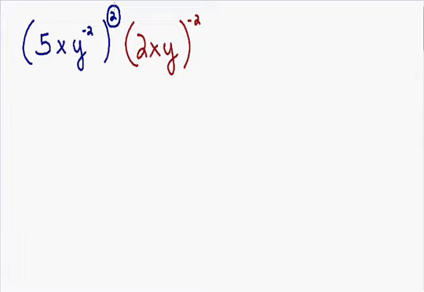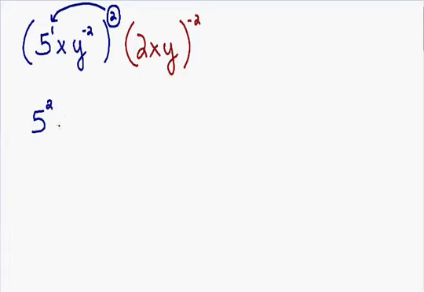This outside exponent of 2 can be multiplied with the exponent on top of the 5, which you don't see, so you can assume that it's an exponent of 1. So this 5 can be rewritten, and you need to multiply the exponents. So this exponent of 1 is multiplied with the exponent of 2. 1 times 2 is equal to 2.